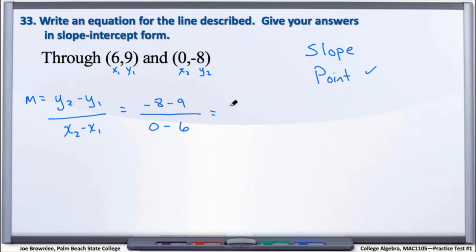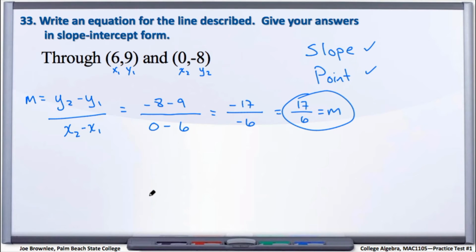-8 minus 9, well that's -17 over 0 minus 6, -6. We know a negative divided by a negative is a positive, so we end up with positive 17 over 6 as our slope. So now we've got a slope, we have a point, and we can go ahead and find the equation of this line.